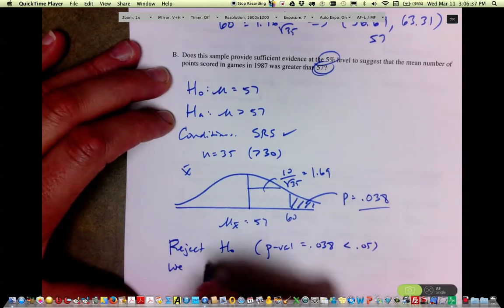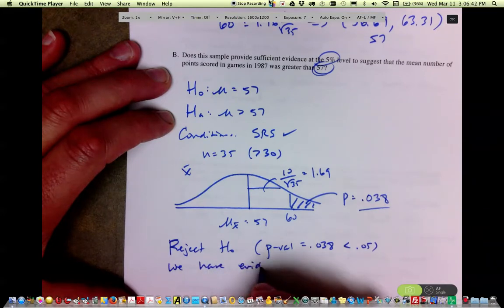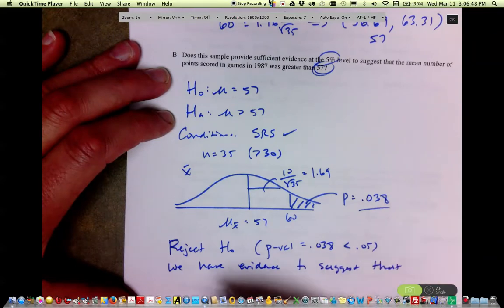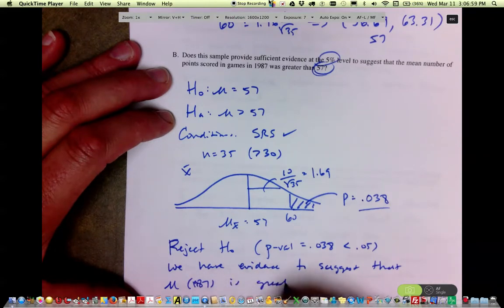So we have evidence to suggest that the mean, and remember this is for 1987, is greater than 57 points.